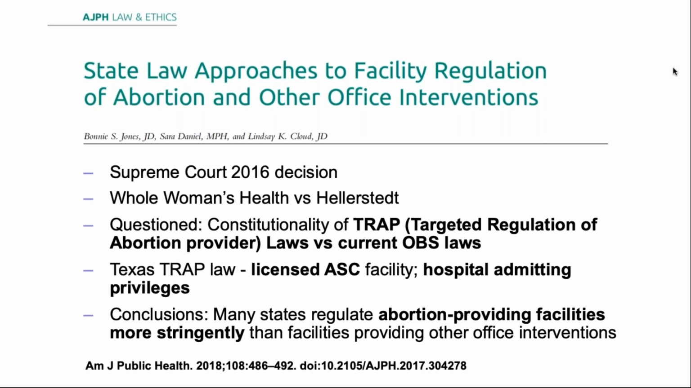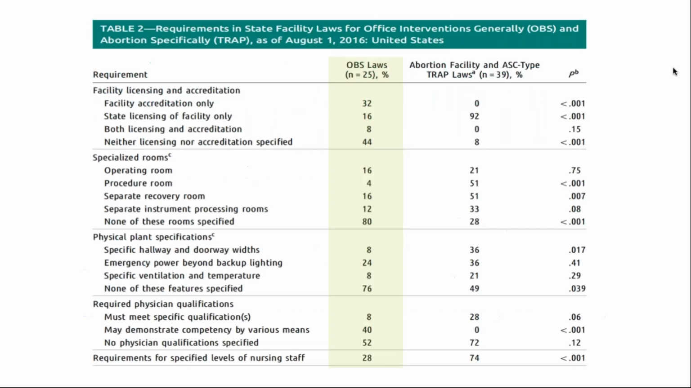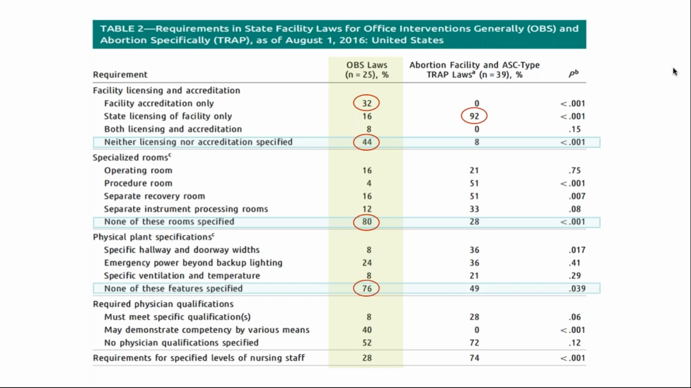For the purpose of our webinar, if we look at the office-based settings, you can look at the chart from this article. If you look at some of the highlights with the requirements in terms of facility licensing and accreditation, of the 25 states that were reviewed as of 2016, 44% had neither licensing nor accreditation specified. In terms of specialized rooms, you can see none of these rooms were specified. Physical plant specifications, none of these features were specified.